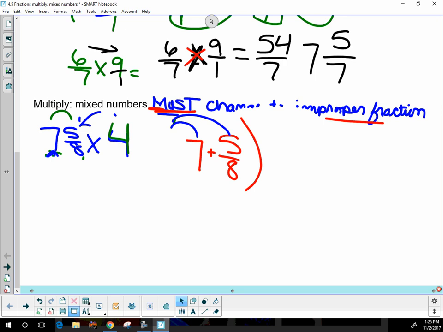Now there is a MathXL that supports this. It's not too long. There's only a handful of problems. We will be discussing this in our next class a little bit further just to make sure I get to answer all of your questions.